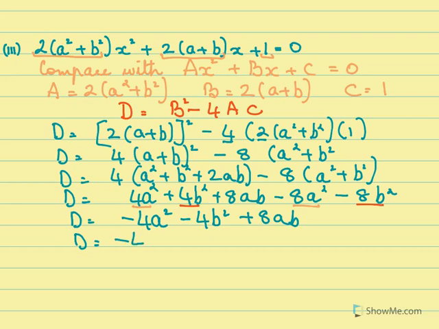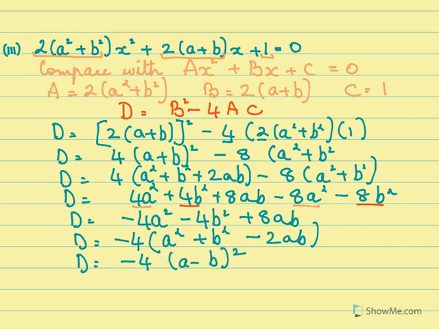Here I can take minus 4 common out, so each one I divide by minus 4. The first term divided by minus 4, I get a square, here divided by minus 4 I get b square, and 8ab divided by minus 4 I get minus 2ab. So D equal to minus 4 times a square plus b square minus 2ab, that is a minus b the whole square.